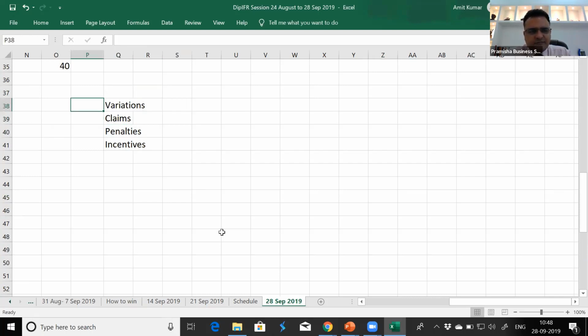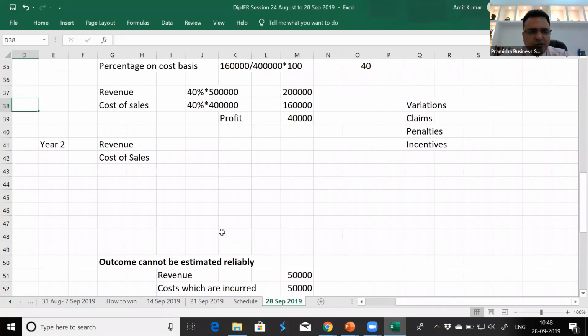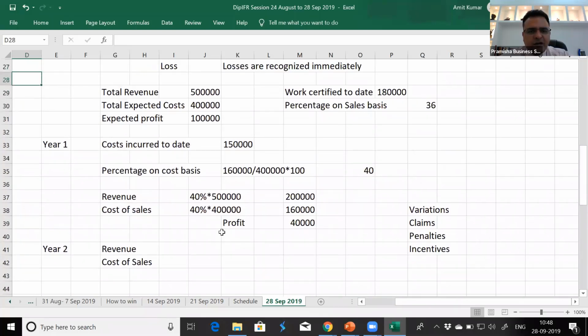If there is a variation, the variation is in agreement with the contractor that we want to vary the drawing room, we want a variation in the kitchen. If the customer wants that variation, definitely the contractor will say that this variation will cost you 1 lakh more. And if the contractor tells you that it is going to cost you 1 lakh more, he knows very clearly that it will cost him 80,000. So he will know these two amounts, that the total revenue will now increase by 1 lakh and total expected cost will also increase by 80,000.